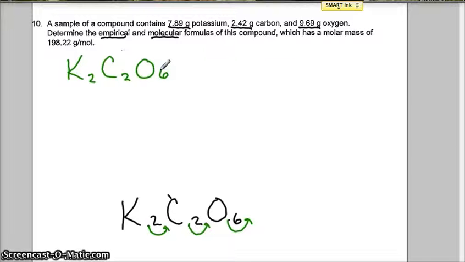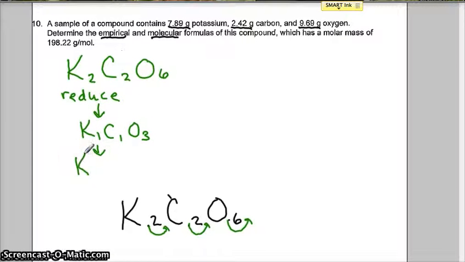Okay, so is that our empirical formula? No. We need to reduce this. We need to bring it down to the simplest form. So we can reduce all of those basically in half. So that would give us a final empirical formula of KCO3. So that is our empirical formula, the steps involved.